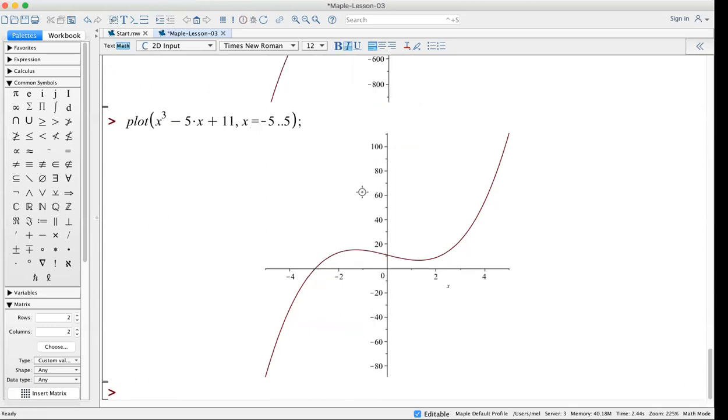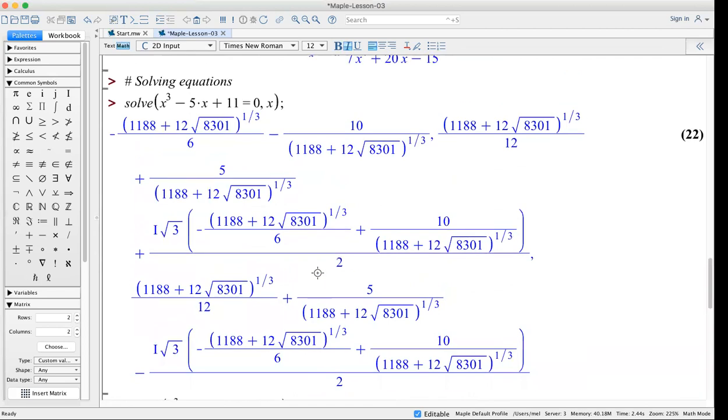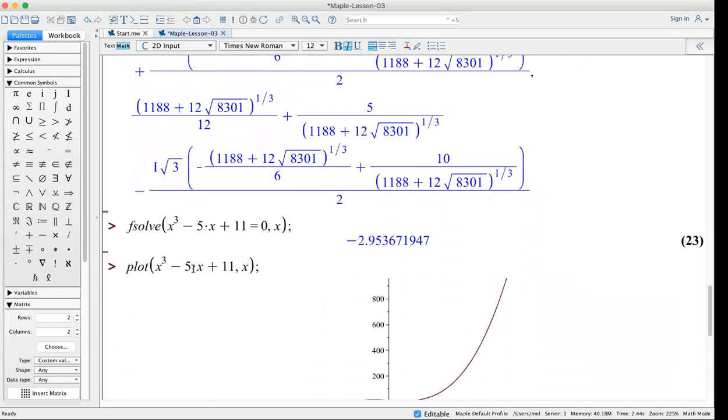So now we really see the curve. That's what it looks like. And this is the one place where the graph crosses the x-axis, which means there's exactly one solution to this.